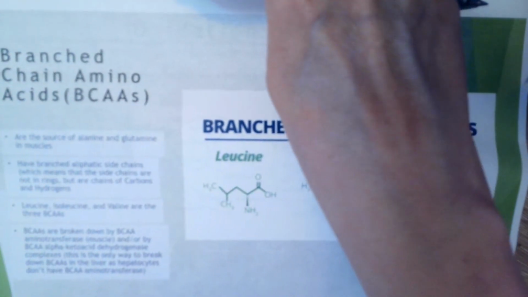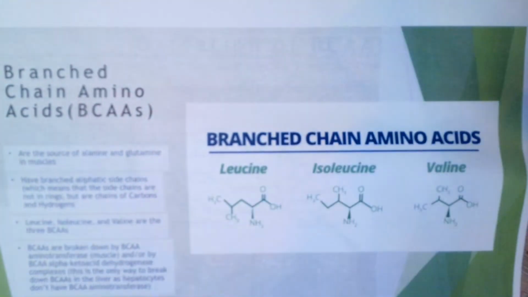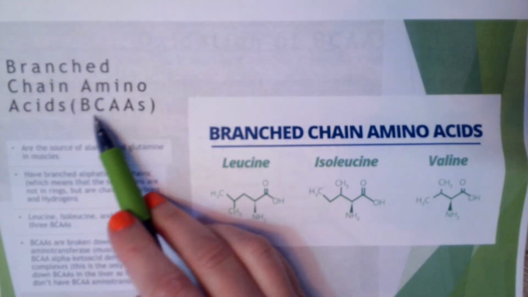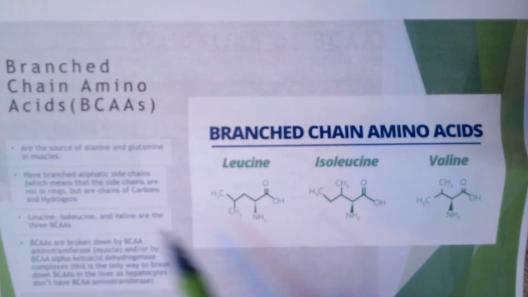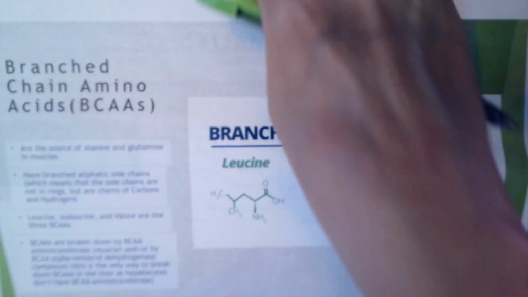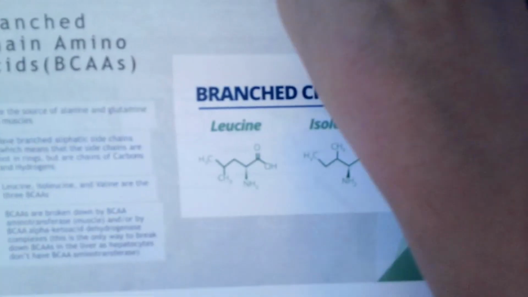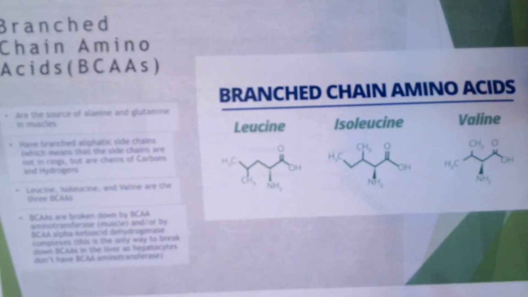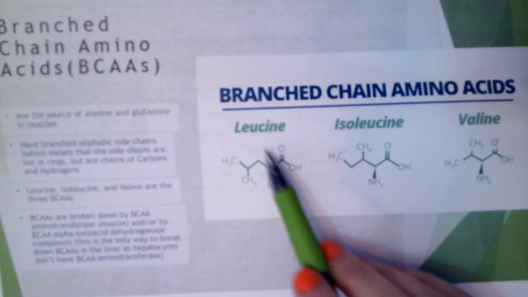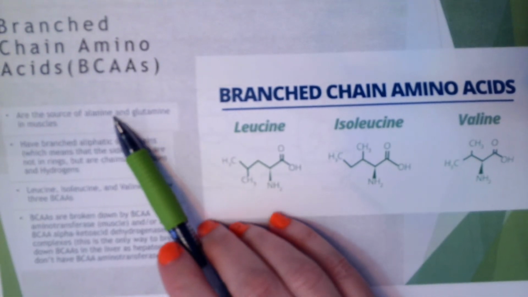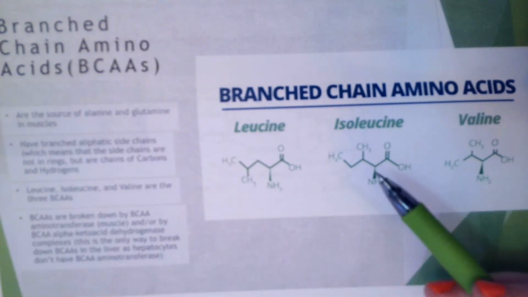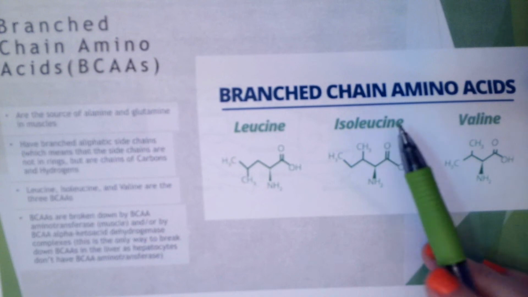Okay, so some amino acids, 3 of them, are called branched chain amino acids. These are abbreviated as BCAA, and these are where we get our alanine and glutamine from in our skeletal muscles. So when we are breaking down proteins within the muscle, we're getting out these branched chain amino acids and using them to construct alanine and glutamine. So just remember that alanine and glutamine are coming from branched chain amino acids.